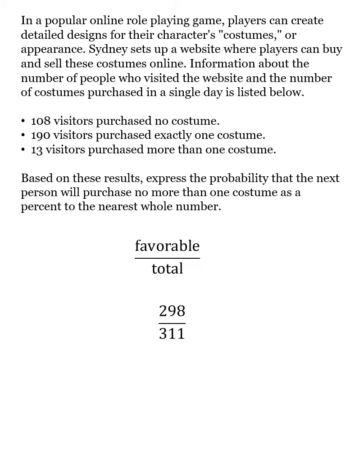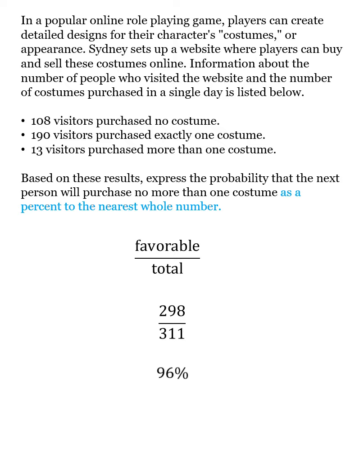This particular problem is asking for a percent to the nearest whole number. So I reached for a calculator, did the division problem, 298 divided by 311, and I got this decimal. Moving the decimal over one space would give me 95.8%, which rounds up to 96% by the rounding rule. And that's the answer to this question.